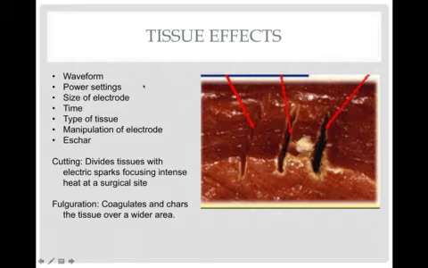And unsurprisingly, the tissue effects are associated with the waveform, as we explained before, and the power settings. So the higher the power, the more effect the thermal energy will have. The size of the electrode, for example, if you have a pointy tip, you will have more concentrated thermal energy there. The time, so the more the time, the bigger the effect. The type of the tissue and the manipulation of the electrode.